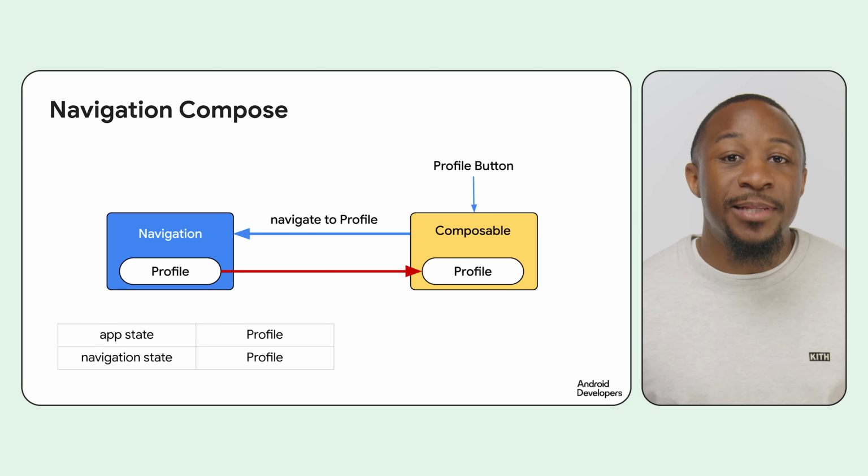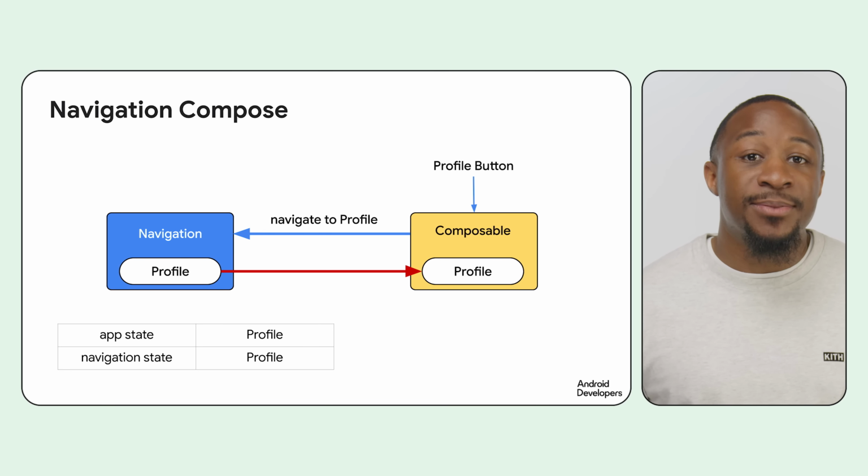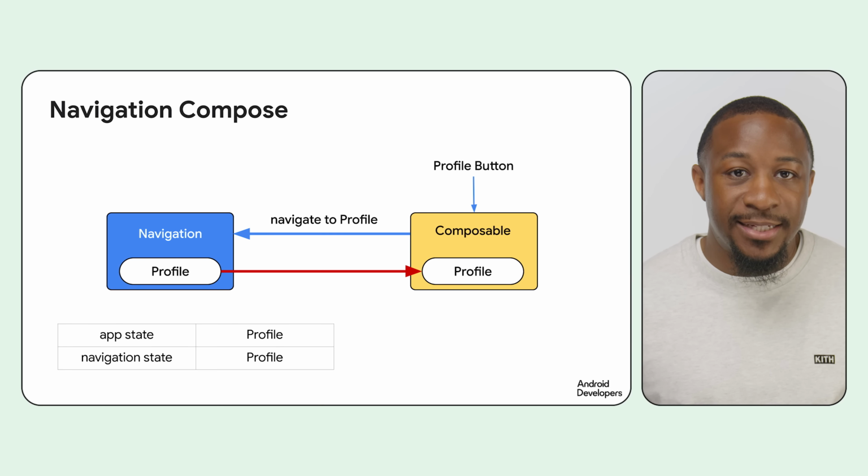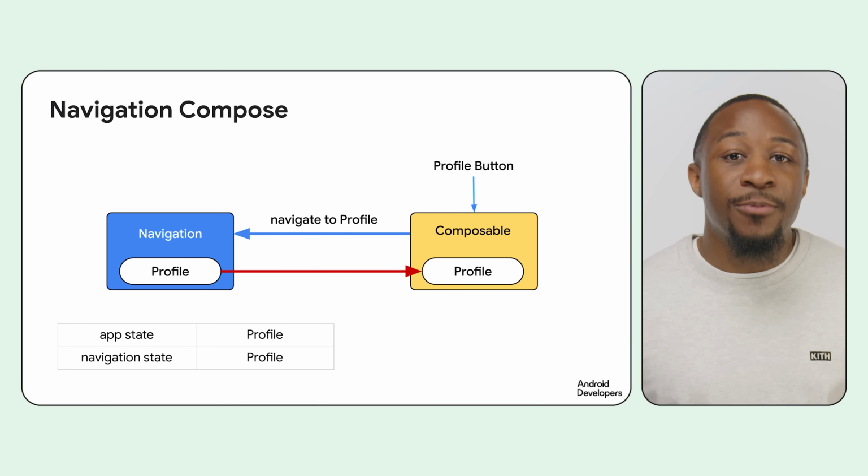Once the navigation event completes, only then is the navigation state updated. Since the UI is observing the navigation state, updating that state is what actually causes the UI to change. While this type of pattern works great with event-based UI systems like views and fragments, in Compose, we feel like we can do a little bit better.